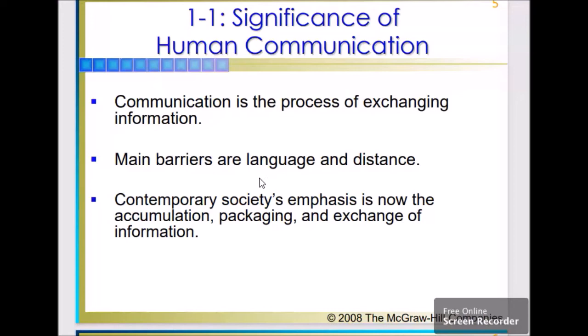Do you think human communication is significant? Do you think the communication between you and your classmate, between you and your neighbor, between you and a friend, between you and your lover, do you think that's important? Yes, of course. Okay, but what really is communication? When you say communication, what is it? So by definition, the book defines communication as the process of exchanging information. Okay, so when you do communicate, the goal is to exchange information.